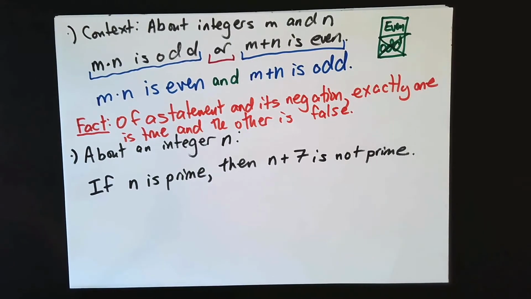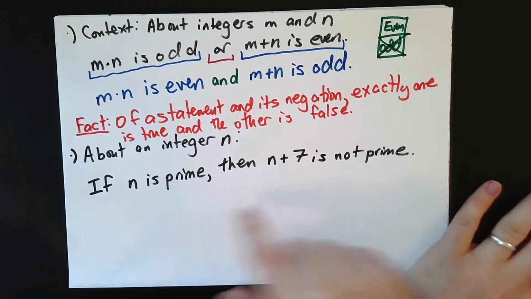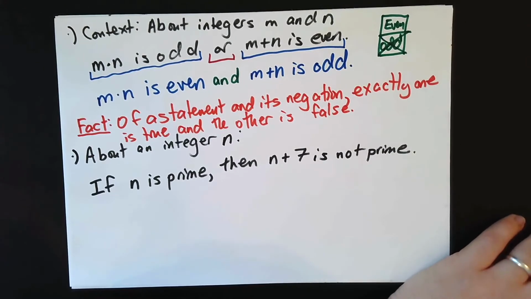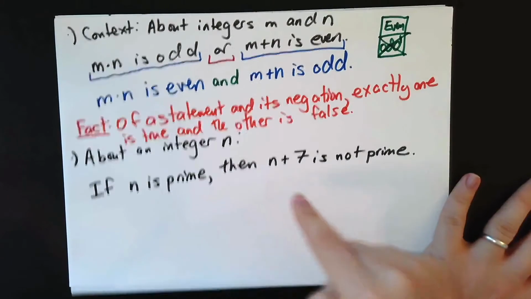Next up, we have a statement about an integer n, and this is an if-then statement that reads, if n is prime, then n plus 7 is not prime. Remember, I'm meant to be interpreting this as being about a particular n, so something like n is 11 or n is 12, something like that. And so this is an if-then statement.